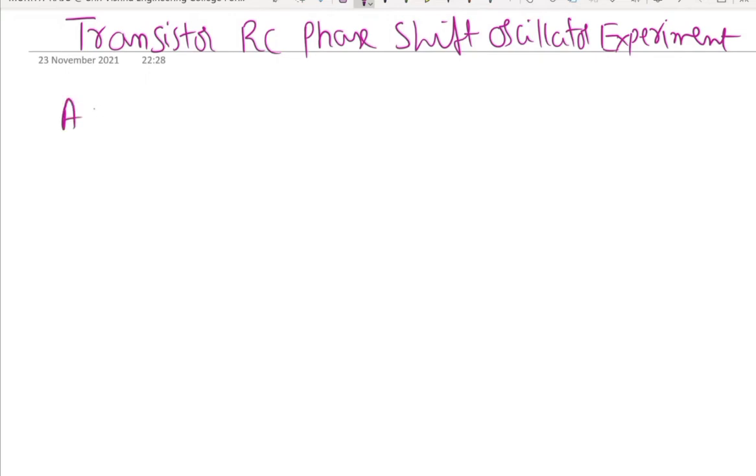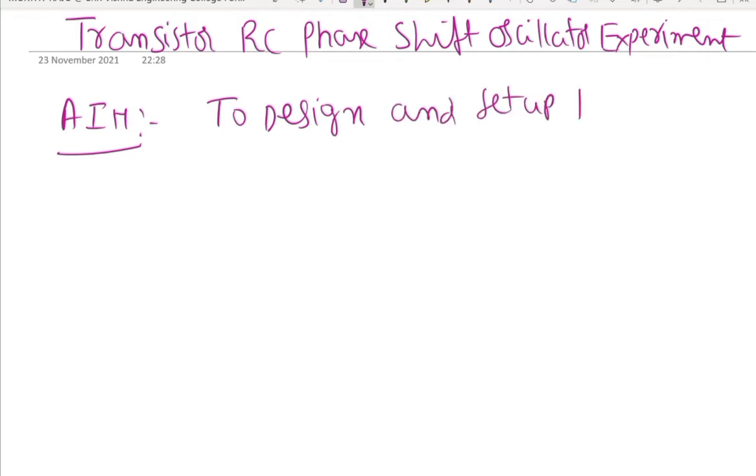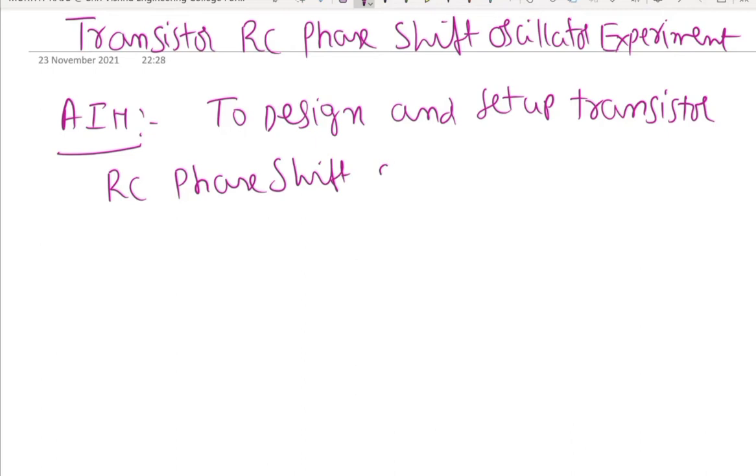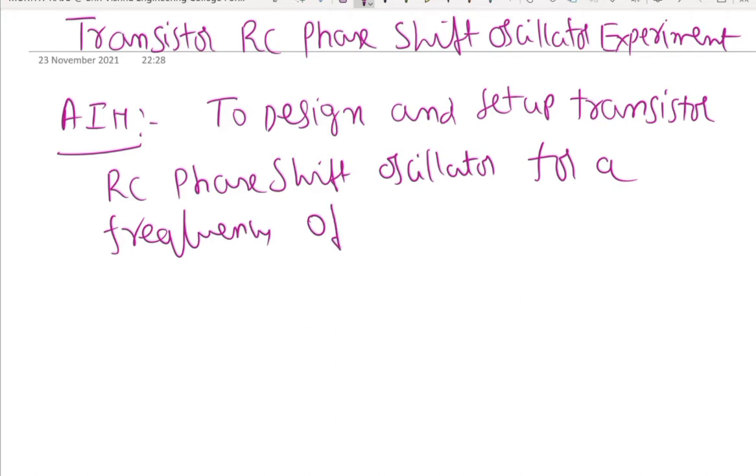First, the aim of this experiment is to design and set up a transistor RC phase shift oscillator for a frequency of 1 kHz.